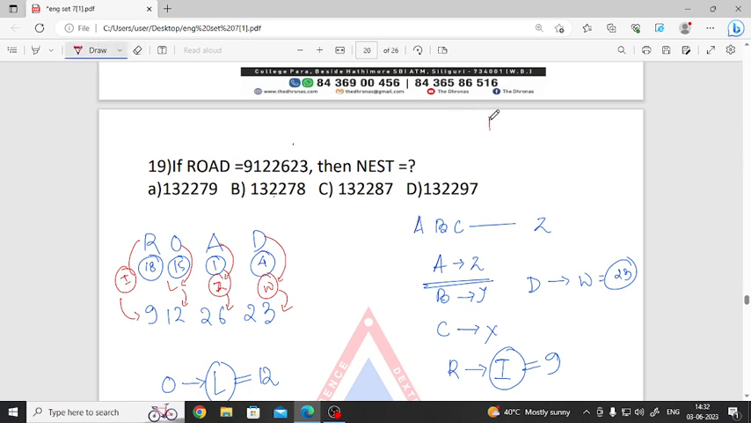The question requires NEST. So what is the opposite of N? We know it is M. Opposite of E is V. Opposite of S is H and opposite of T is G. What is the place value of M? 13. Place value of V is 22. Place value of H is 8 and place value of G is 7. So 13, 22, 8, 7. Where is 13, 22, 8, 7? Option number C.